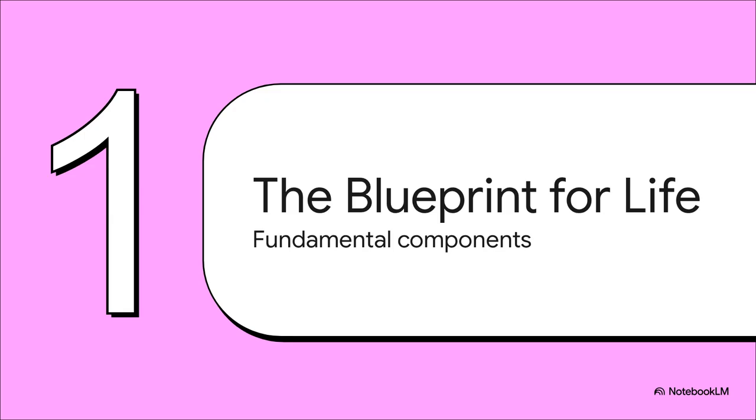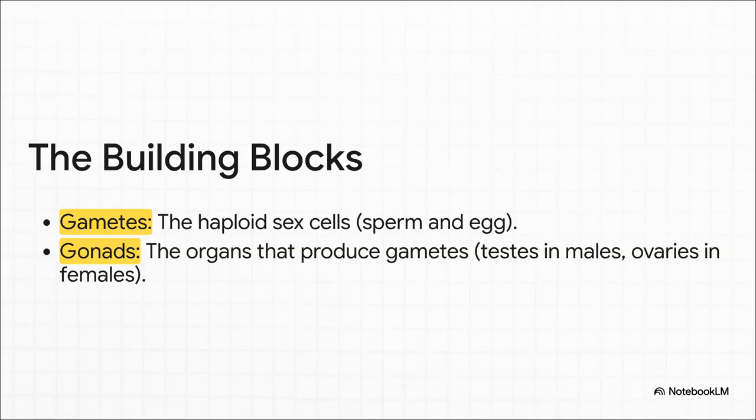Before we can really get into the journey, we need to meet the key players involved in creating a whole new individual. So everything really begins with 2 essential components. First, you've got the gametes. These are the specialized sex cells, the sperm and the egg, and they each carry half of the genetic information needed for a new person. You can think of them as 2 halves of a blueprint. And second, you have the gonads. These are the organs that actually produce the gametes, the testes in males and the ovaries in females.